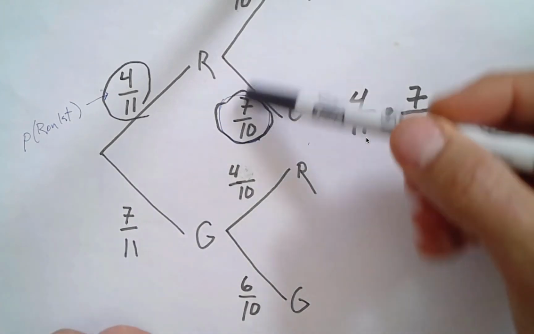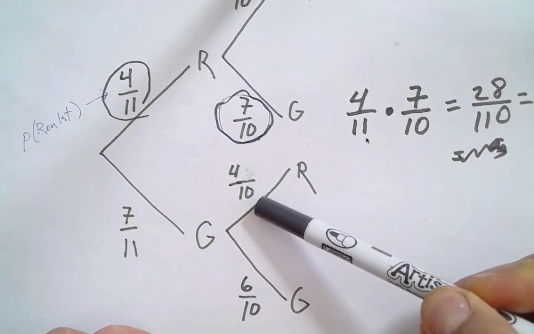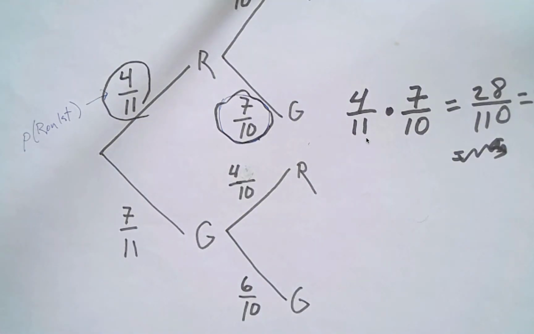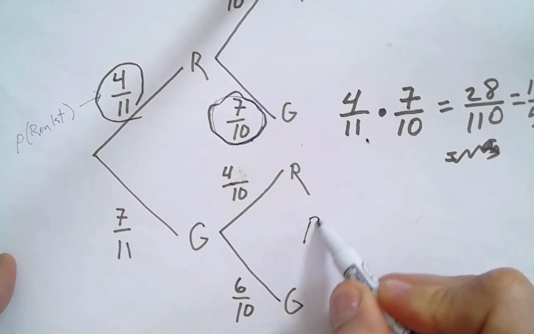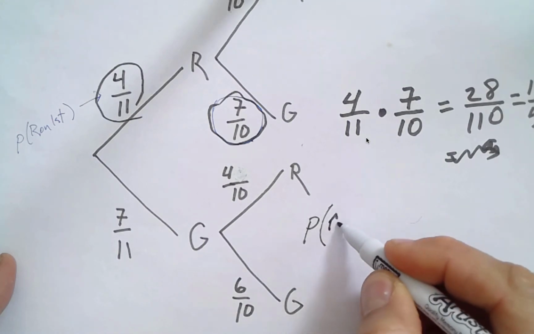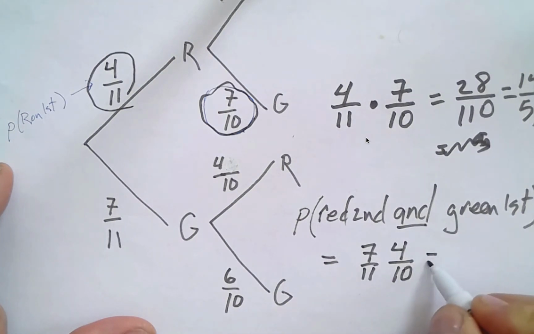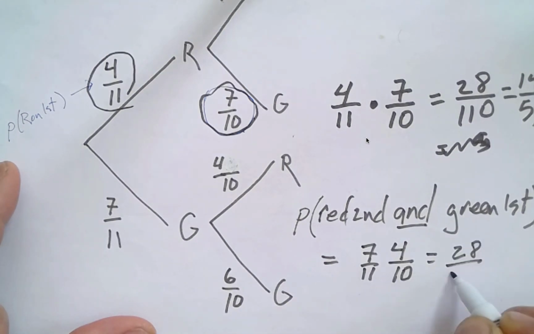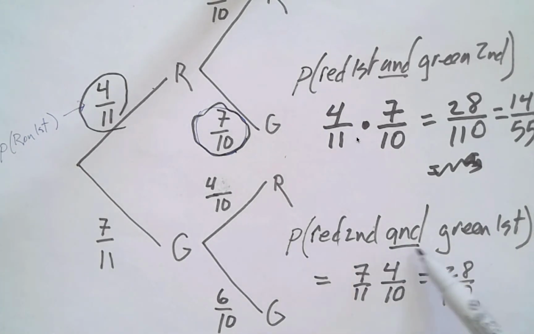So these are all conditional probabilities on the branches here, right? This is the probability of red on the second given green on the first. If we wanted to know the probability of red on the second and green on the first, we'll multiply by the probability of green on the first. Again, it's 28 over 110. So in this case, it does turn out that the probability of red on the second and green on the first is the same as the probability of red on the first and green on the second.